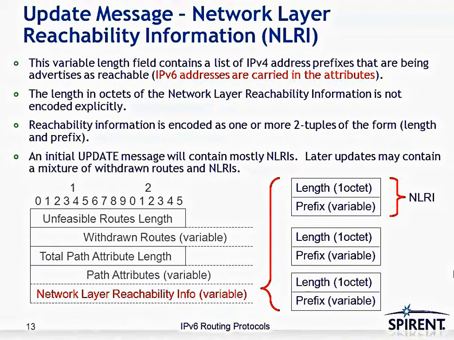So the network layer reachability information in the update message itself is not used to carry IPv6 prefixes. The withdrawn routes and the network reachability information in the update message are used for IP version 4 addresses, whereas IP version 6 addresses are actually carried in the attributes.